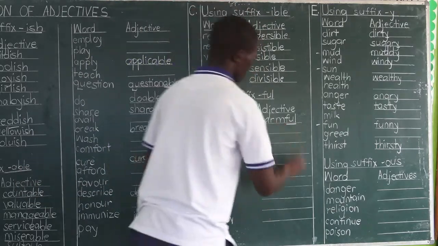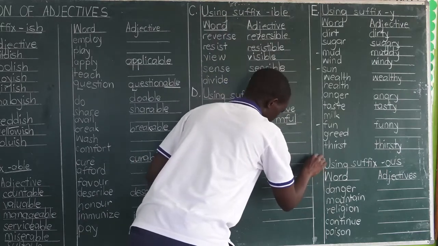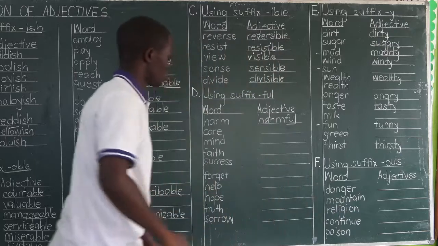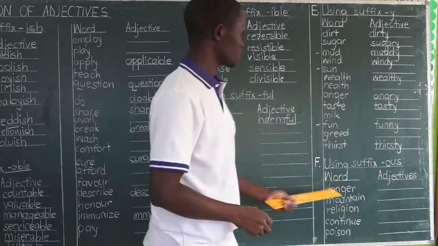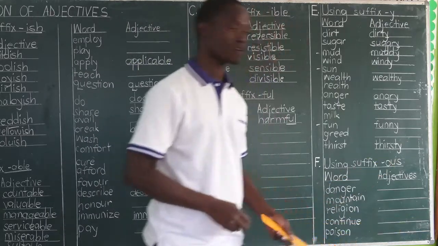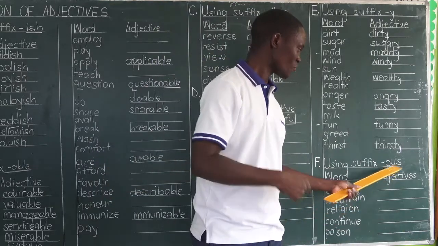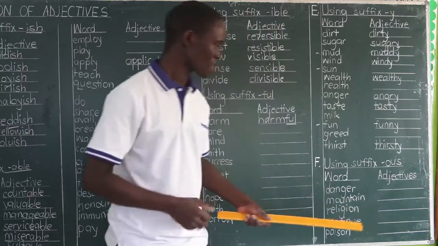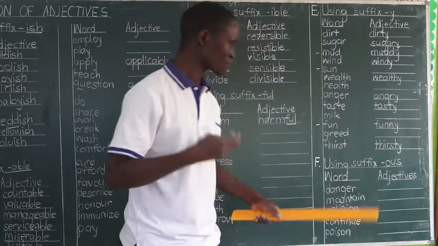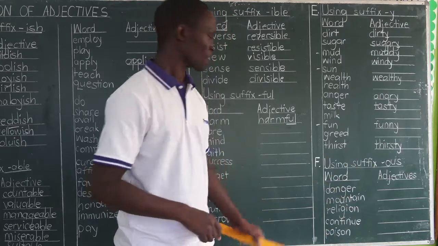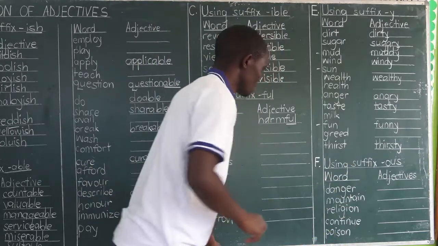Lastly, which should be our category F. In category F, formation of adjectives using suffixes, we have the suffix OUS. We have the letters OUS. We are going to use them at the end of given words to change the meaning. In other words, to change those specific words to adjectives.